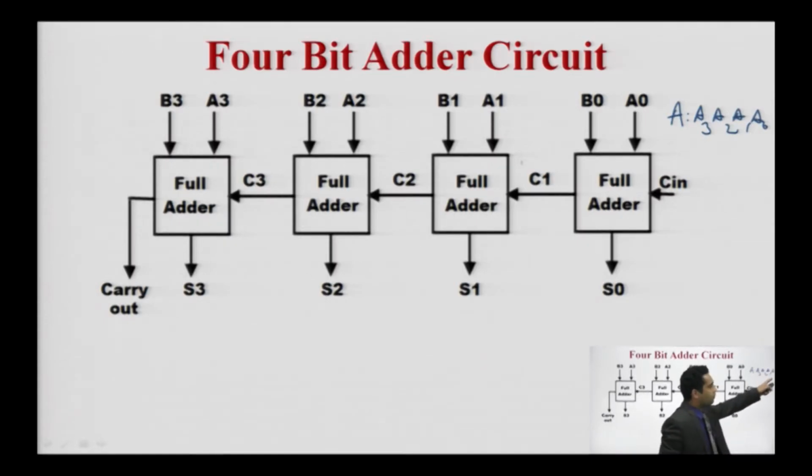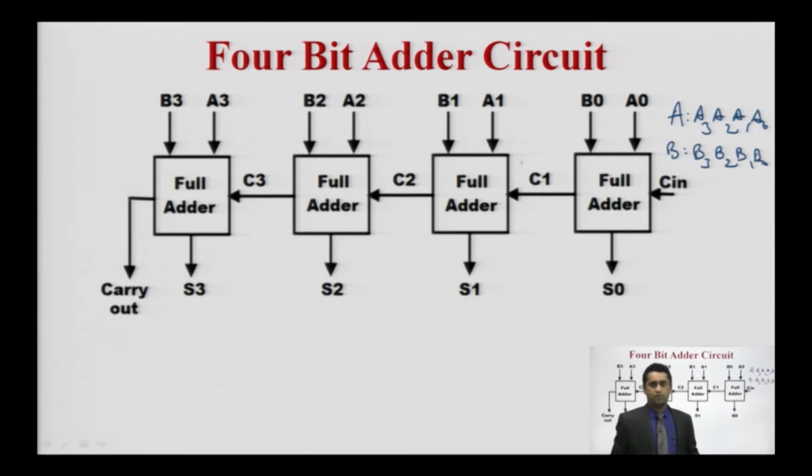A3, A2, A1 and A0, LSB to MSB. Similarly, B is represented using these 4 bits. So, each full adder uses this bit and gives 2 outputs, carry and sum. In this case, there is an issue in this type of calculation.